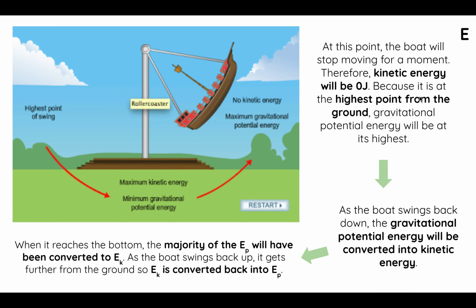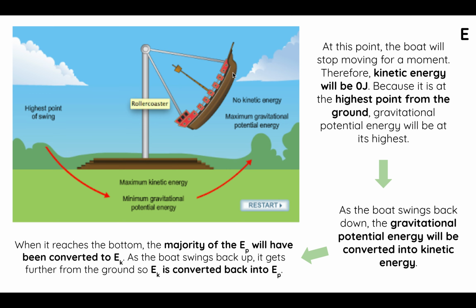Okay, this is a good excellence example. So this is a roller coaster at a theme park. It's swinging back and forth. So we're going to start up here at this point that it's at now, up in this top right hand corner. So at this point, the boat will stop moving for a moment. So it's reached the highest part of its swing. It's going to stop. Kinetic energy will be 0 joules because it's not moving, but it's also at the highest point that it's going to be from the ground. So gravitational potential energy will be at its highest. So 0 kinetic energy, let's just say, imagine 200 joules of gravitational potential energy.